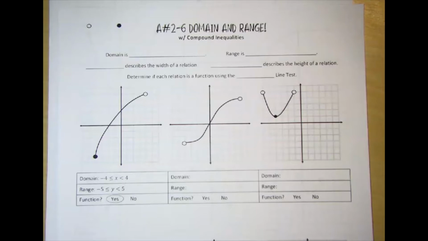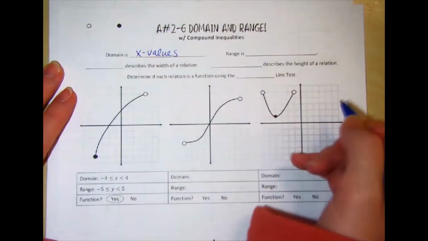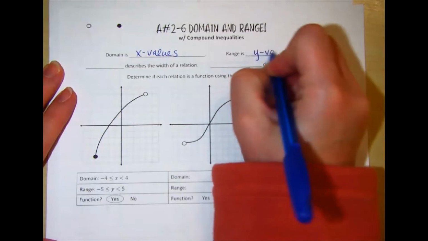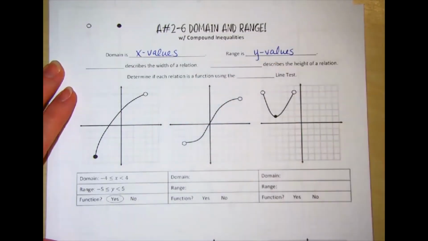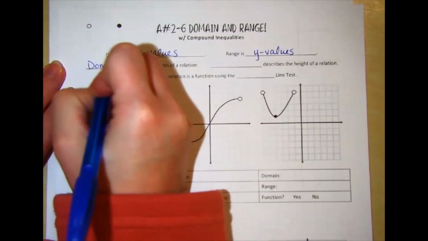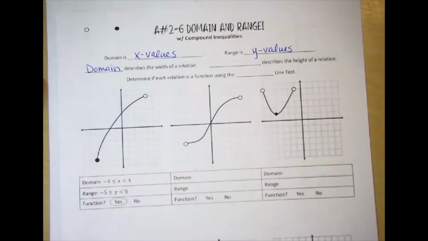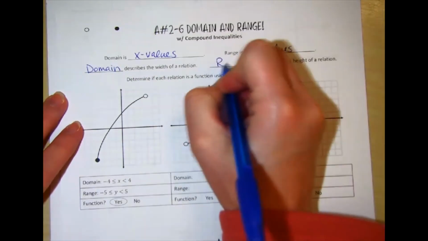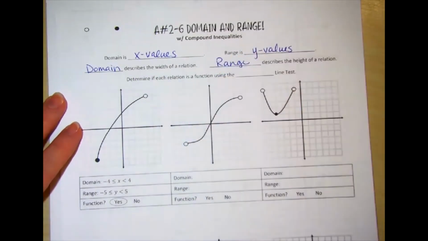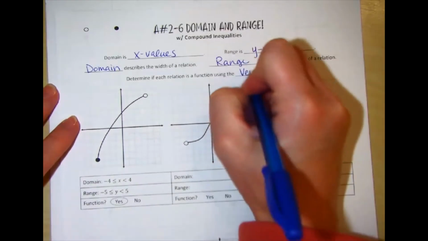Today we are going to talk about domain and range. Domain is the x values. Range is all the y values of a function. The domain describes the width of a relation, like how wide something is, and the range describes the height of a relation, how tall something is. Determine if each relation is a function using the vertical line test.